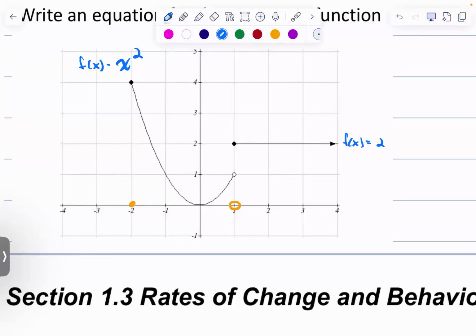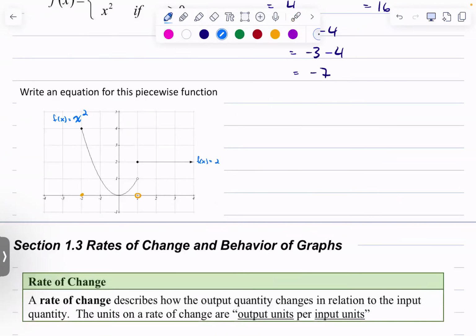Here I'll specify f of x is x squared, and f of x is going to be 2, picking up at 1, including 1, and then going to infinity. Now we have to write the equation for this. I have 2 pieces in my piecewise function, so I need to make room in my curly bracket for 2 lines, like this.